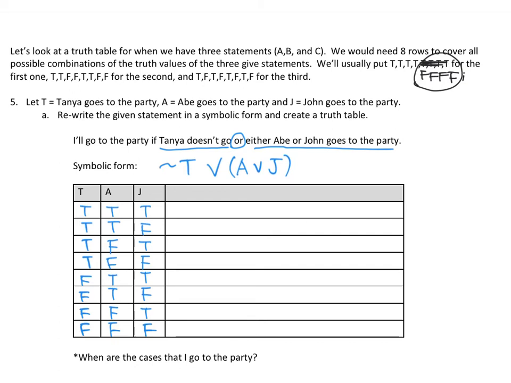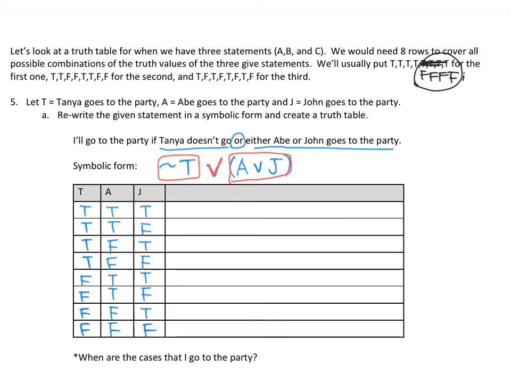So this is one group, the way it's phrased. Tanya not going, or either John or Abe goes. So if Abe goes, that's good. If John goes, that's good. So this is going to involve a lot of stuff. I basically need the negation of T column, and then I'm going to need this column, and then I'll do or.